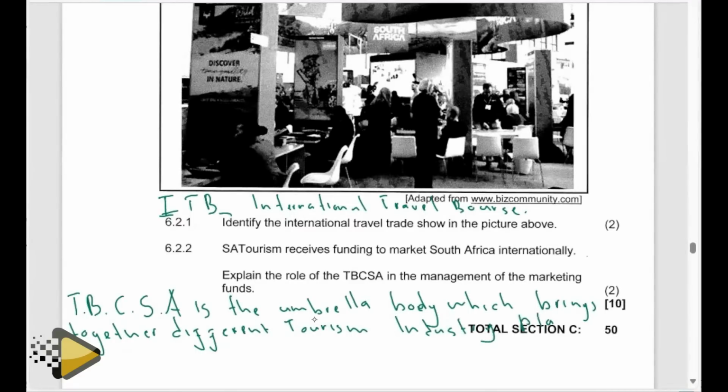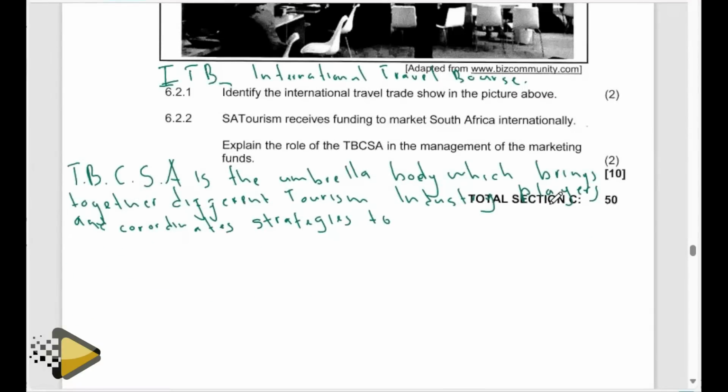It is the umbrella body which brings together different tourism players, and it coordinates strategies to boost. So we are saying that TBCSA is the umbrella body which brings together different tourism industry players, and it coordinates the marketing strategies to promote business profitability.